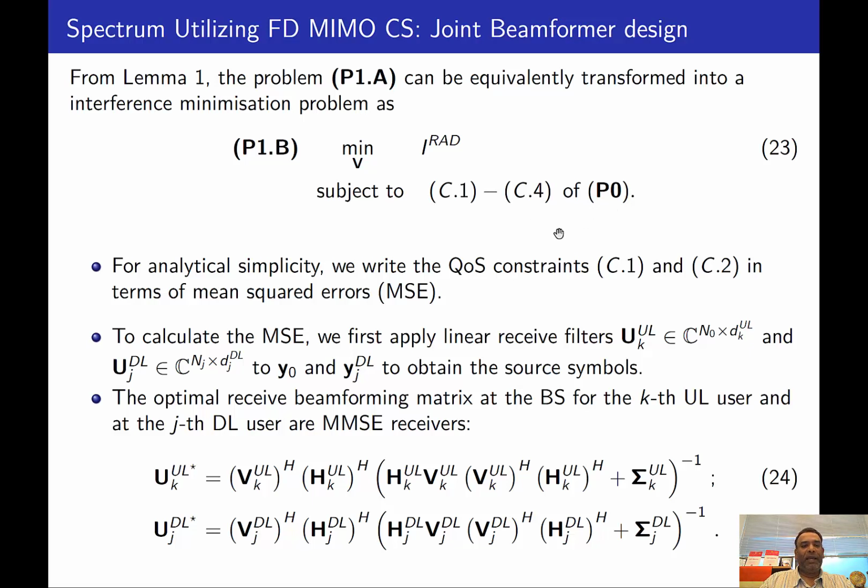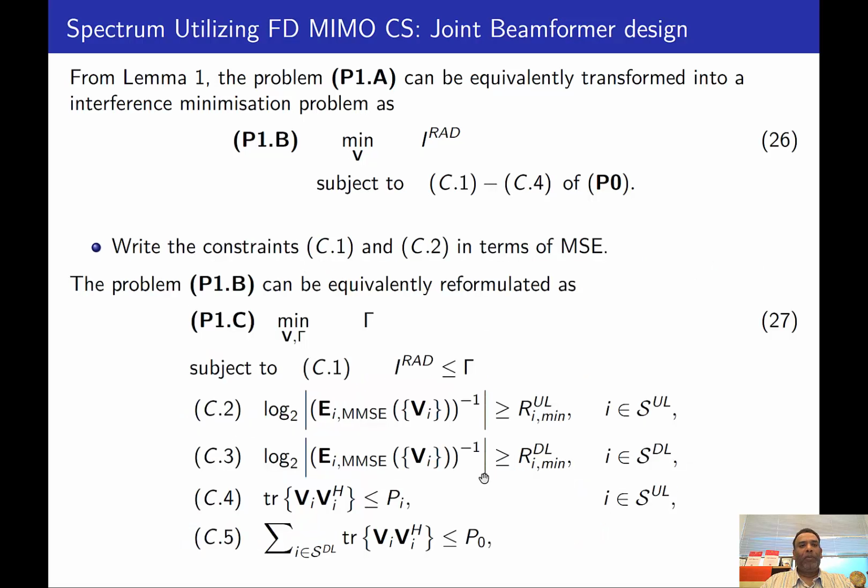For analytical simplicity, we wanted to rewrite this constraint in mean square error terms. To calculate the mean square error, we first apply a linear receiving filter for the uplink and the downlink to the receive signal to obtain the source symbol. The optimum receiver beamformer matrix at the base station for the kth uplink user and the jth downlink user is given by this expression here. These are the interference plus noise covariance matrices that I mentioned before. V is the precoder matrix, H is the channel matrix.